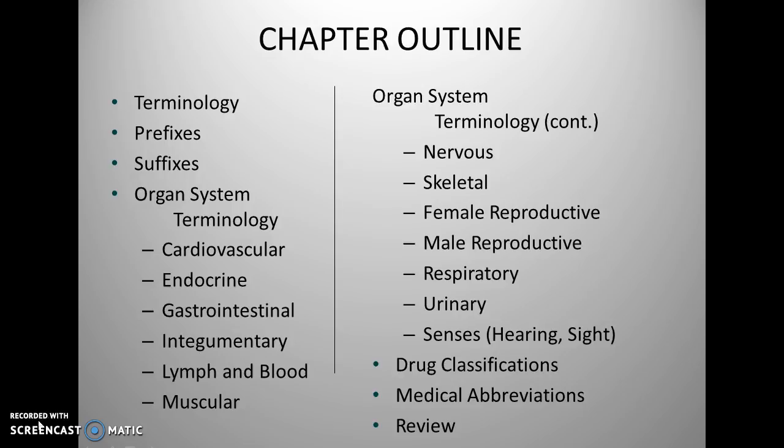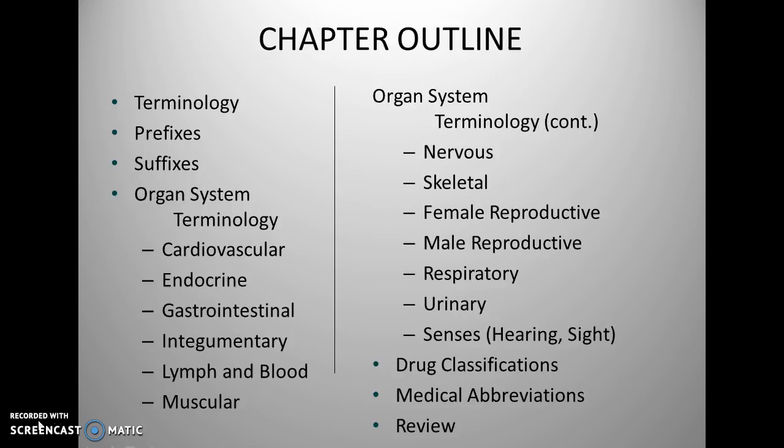touch base on prefixes and suffixes, look at the different organ system terminology, such as those associated with the cardiovascular, endocrine, gastrointestinal, integumentary, lymph and blood, muscular, nervous, skeletal, female reproductive, male reproductive, respiratory, urinary, and senses systems. When we talk about the senses, there are 5 senses. Here we will speak specifically about hearing and sight.